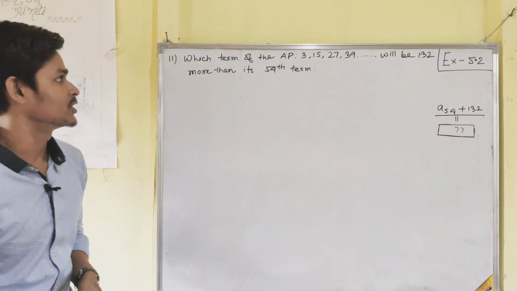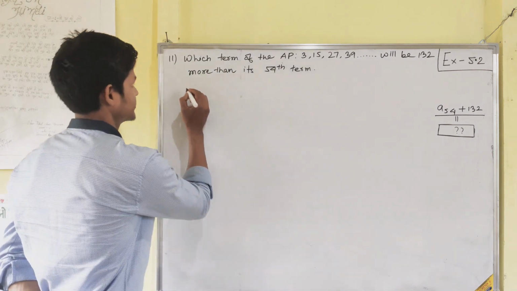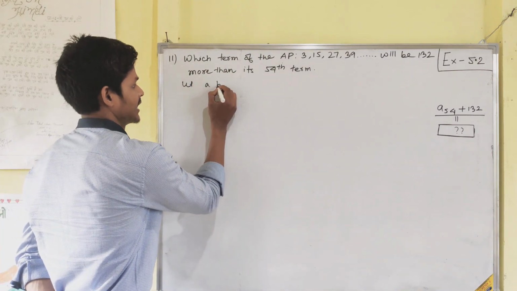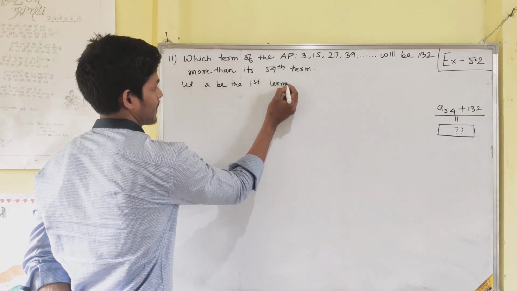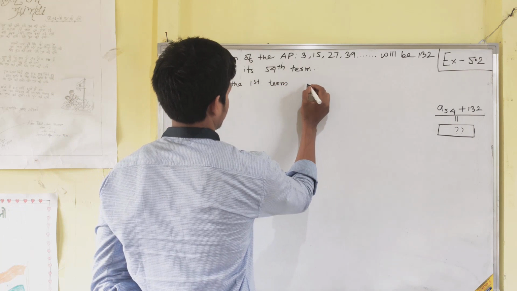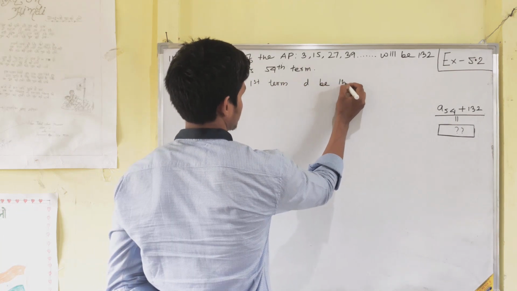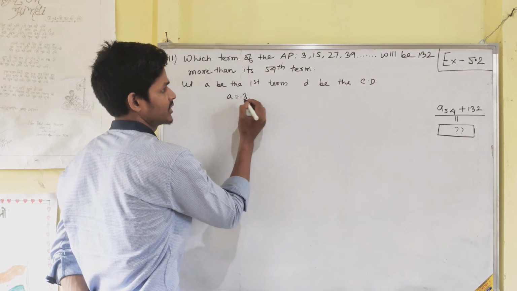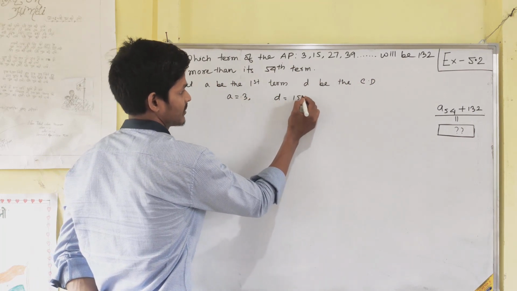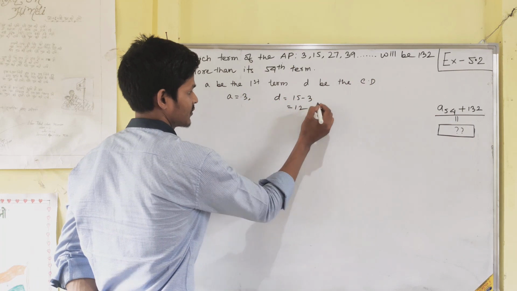Okay. So first let a be the first term and d be the common difference. Now what is a here? a is 3 and d is 15 minus 3, that is 12.